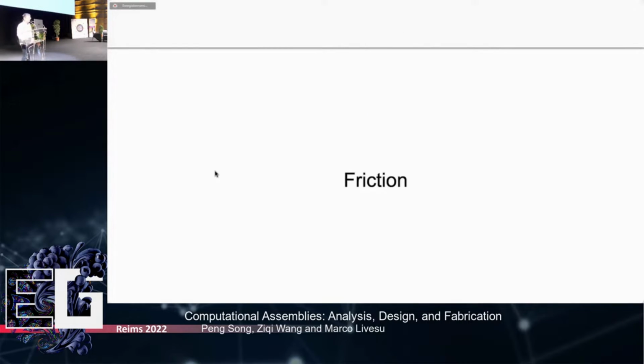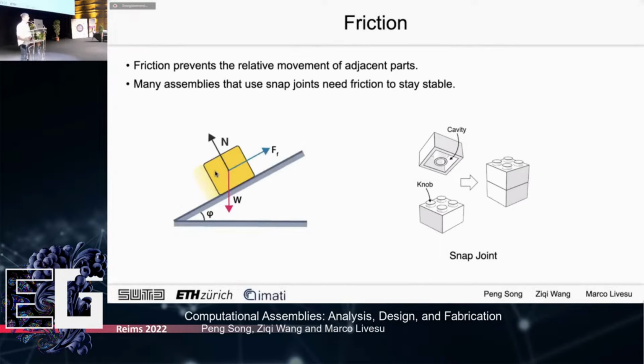There is one missing part in the previous method because we haven't discussed anything about the material property, especially the friction. Friction can provide extra forces to prevent the structure from collapsing. Without friction, our test is more conservative, so it's valid for most cases, but it will exclude some solutions. However, we need friction for certain assemblies, particularly assemblies using snap joints like Lego. The stability completely relies on friction to prevent the two blocks from detaching.